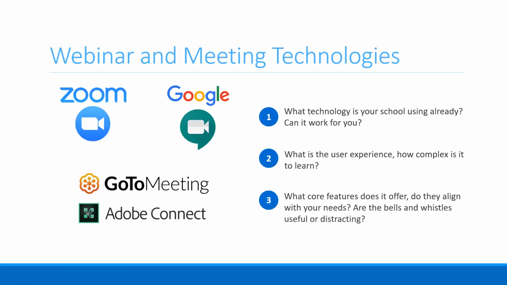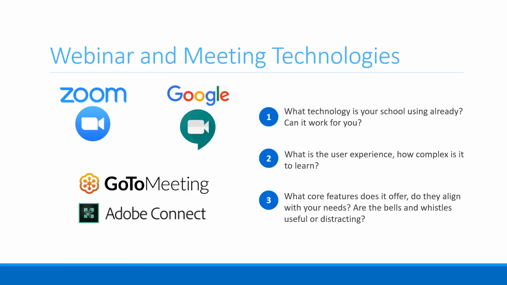There's a lot out there, from Zoom to Google to GoToMeeting, Adobe Connect. Whatever platform you end up going with, you have to ask a few questions. What technology is your school using already? Can it work for you? What is the user experience and how complex is it to learn? Think of the users that you're asking to participate in your event. That's anywhere from parents of the community to alumni who might be recently graduated or could be 50 years out from having attended your school.